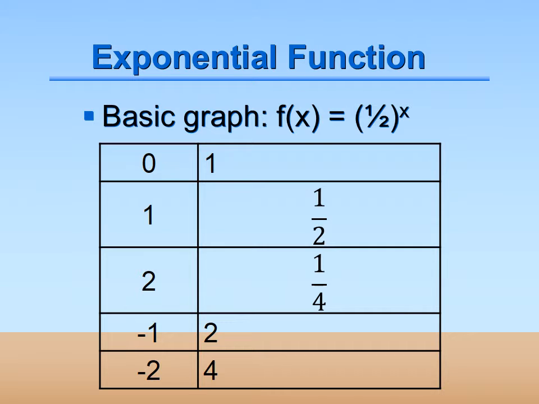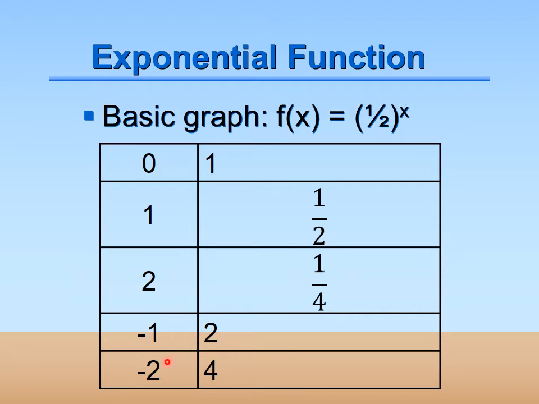Let's try x equals -1. Now we have 1/2 to the negative 1 power. So we're going to distribute that negative 1, so we get 1 to the negative 1 over 2 to the negative 1. Remember, negative exponents mean we're going to take the reciprocal. So 1 over 2 is going to become 2 over 1. And so 2 over 1 to the first power is 2 over 1, which is just 2.